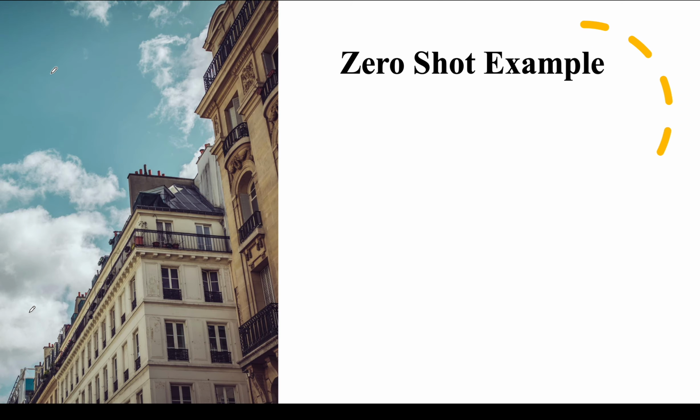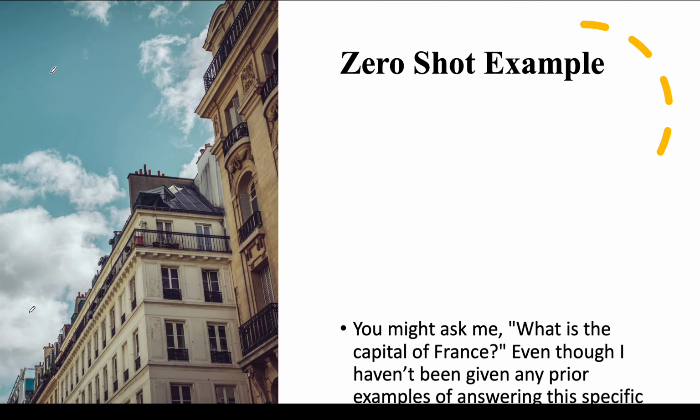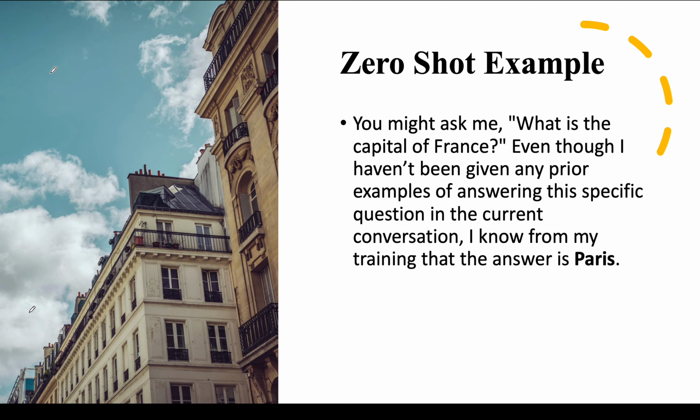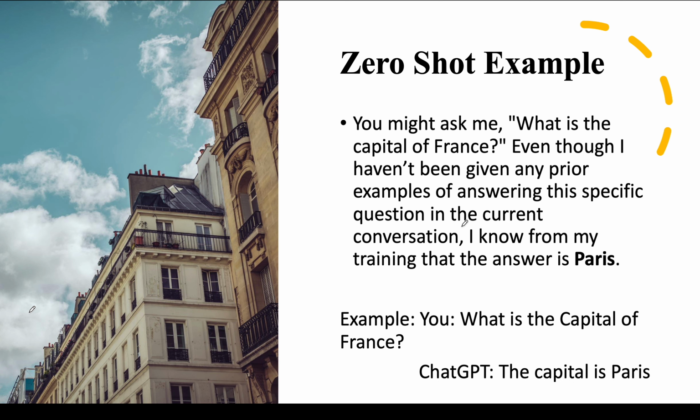And then zero-shot. An example of zero-shot learning is, if I ask ChatGPT what is the capital of France, even though I have not been given any prior examples of answering this specific question in the current conversation, I know from my training that the answer is Paris. So if I ask what is the capital of France, then ChatGPT says the capital is Paris.